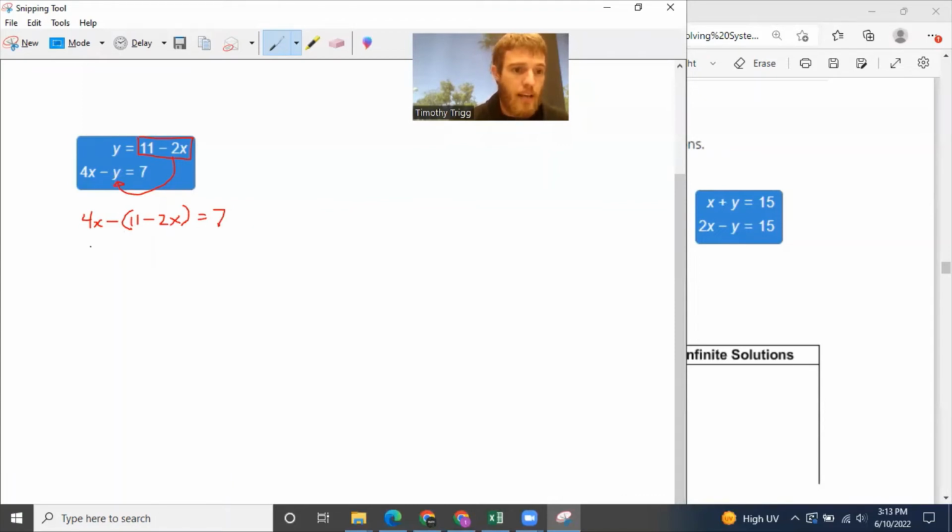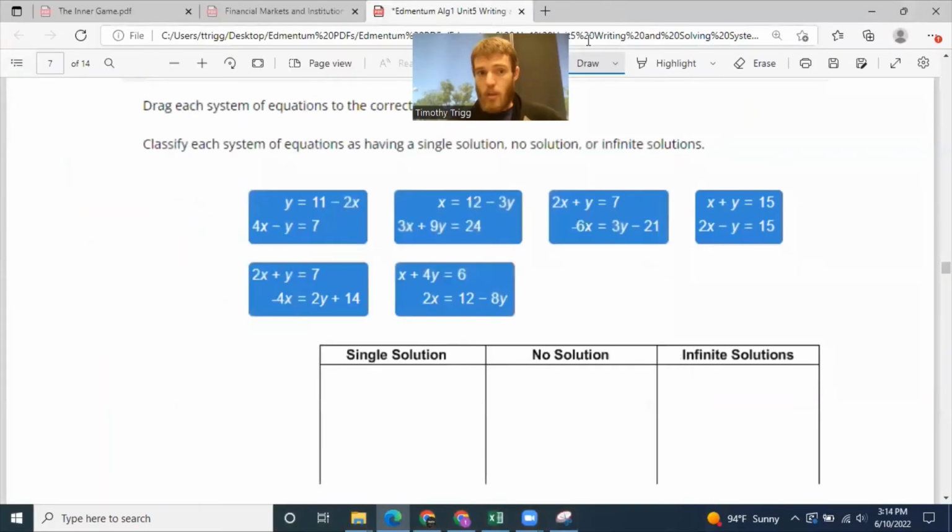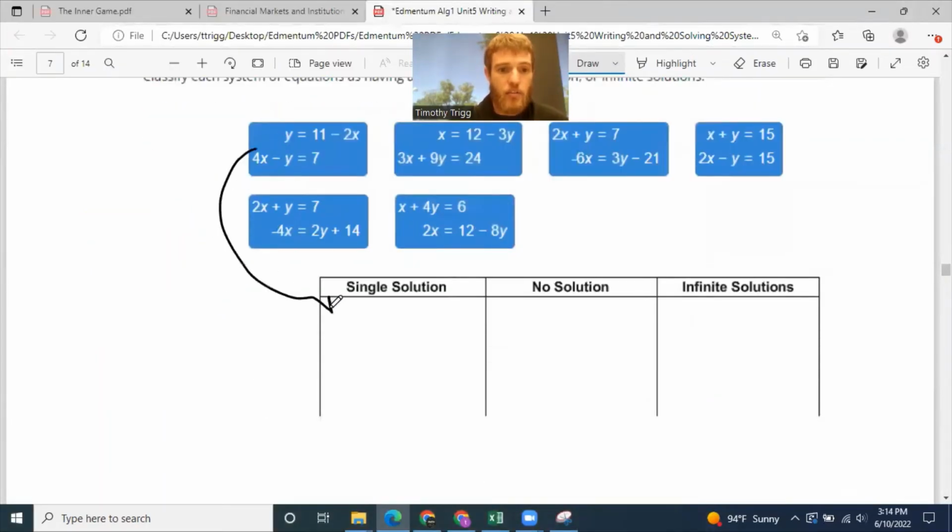I can distribute this negative here, giving us that 4x minus 11 plus 2x equals 7. I can combine the 4x and 2x, giving us 6x minus 11 equals 7. Go ahead and add 11 to both sides. 6x equals 18. And then divide by 6 on both sides to get x equals 3. So x equals 3 in this case. So we actually found a value. So if we found a value, that means it actually has a solution.